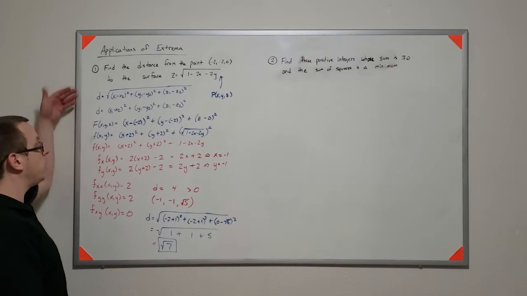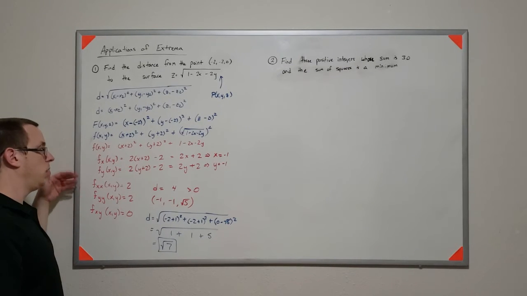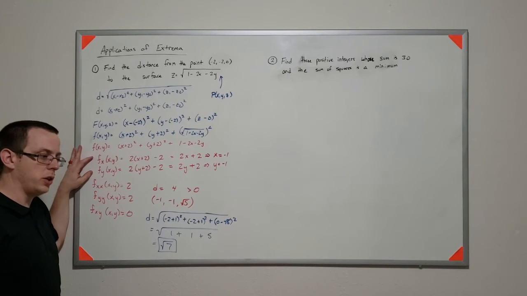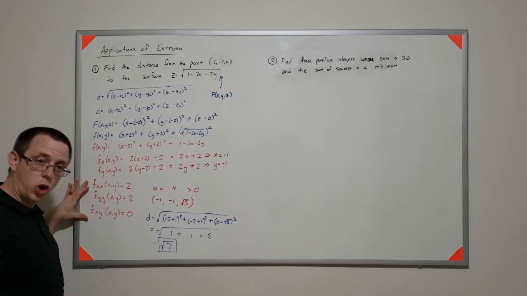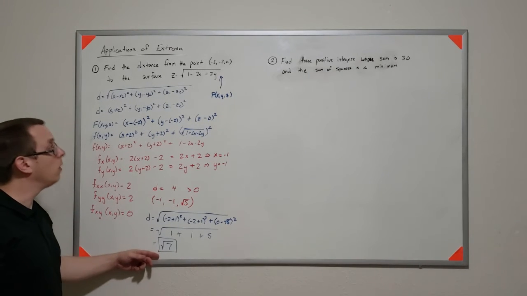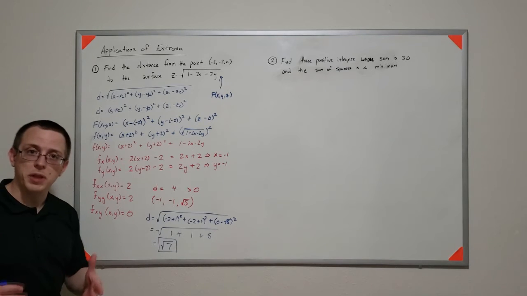So to get our answer, which is the square root of 7, we have to do a few things. We have to set up this distance function. We have to find the location of the critical point. We determined it was a minimum just to check, and then we ran through here. And so that's ultimately how we get there.